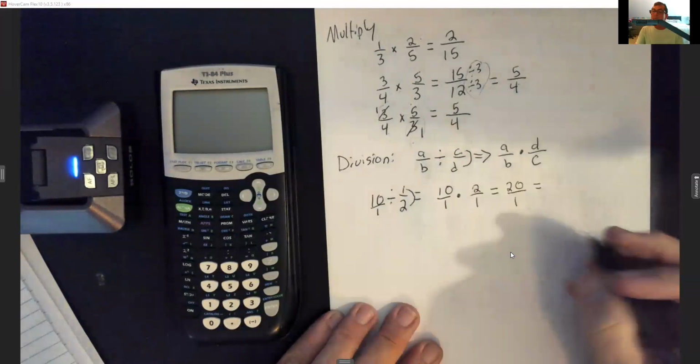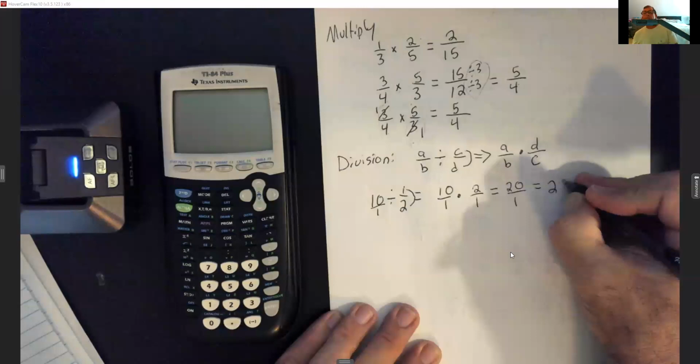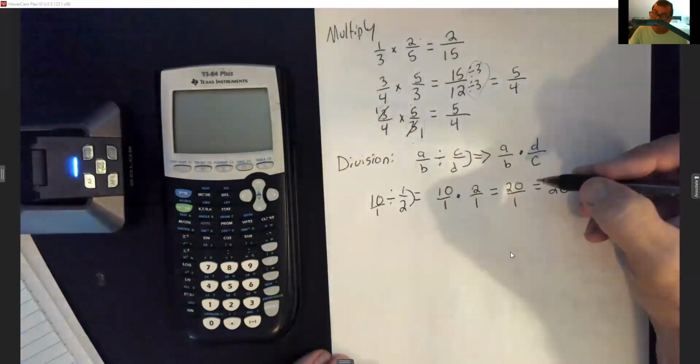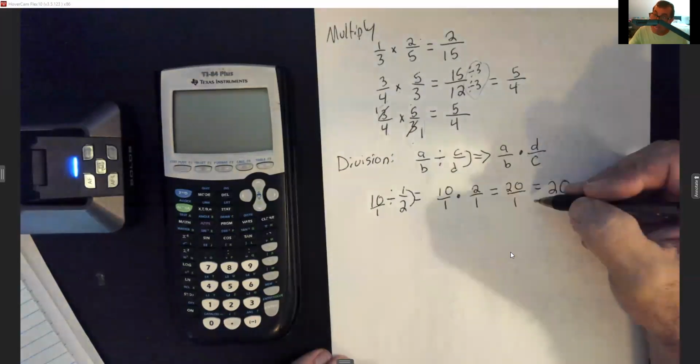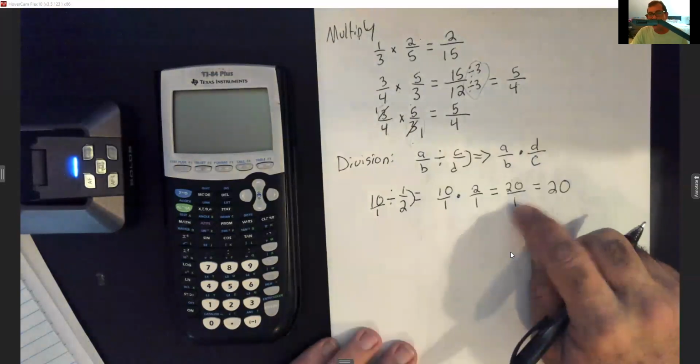And y'all, anytime you get a 1 on the bottom, 20 divided by 1 is 20. If you get a 1 on top over a number, you got to keep the 1. But if you get a 1 on the bottom, we don't write that. We just write what number it is, okay?